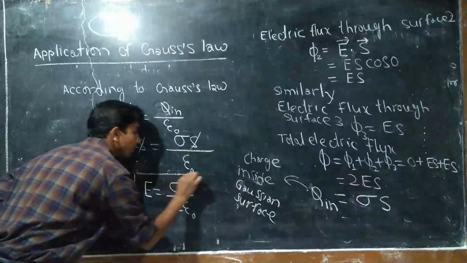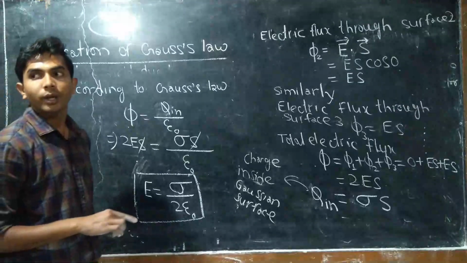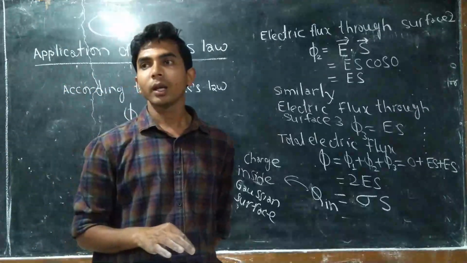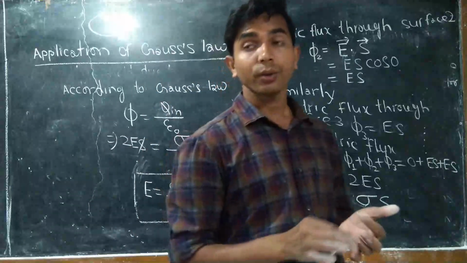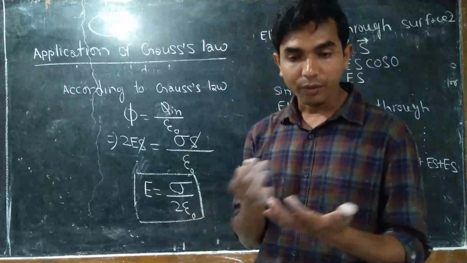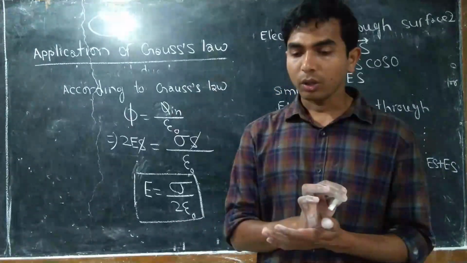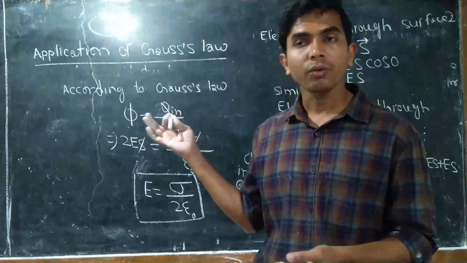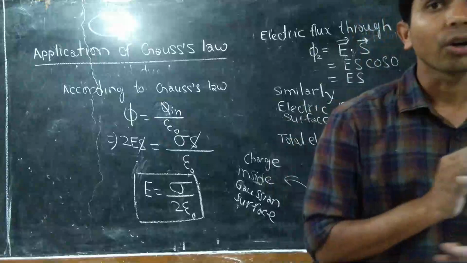So this is your formula to find the electric field due to an infinitely long thin plane sheet. So that's all for today. Just revise it, and in the next class I'm going to discuss one more application of Gauss law. So that's all for today.